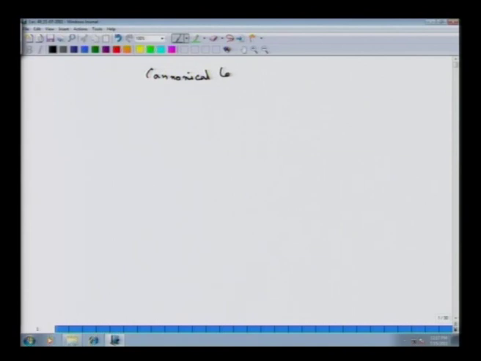canonical correlation analysis. Now, the setup for the canonical correlation analysis is the following.